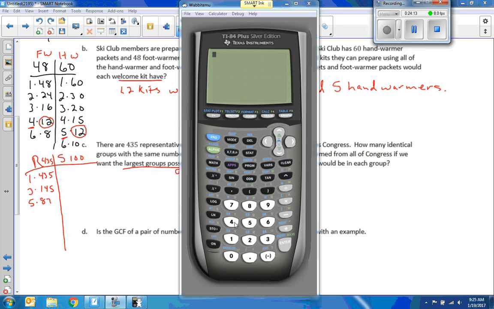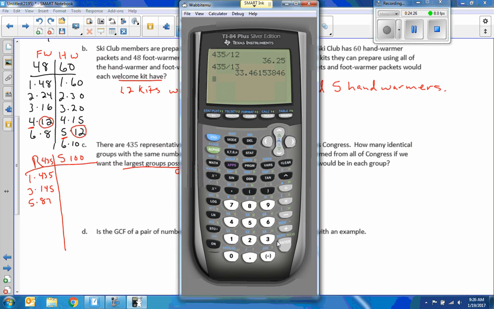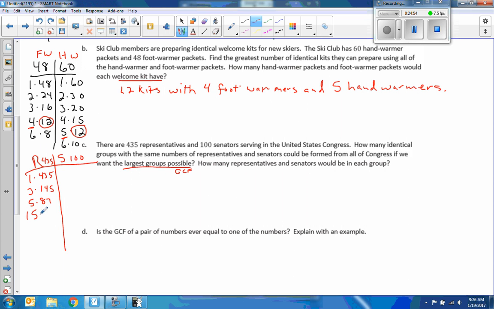Okay, so we're at 435 divided by 12. We only have rules up to 9, so once we get higher, we need to check. 435 divided by 13 is a decimal, so no. I'm looking for integers when I divide. And how do I know when to stop doing this? When the number I'm dividing by meets the number that I'm getting. Well, here's an integer: 15 times 29. So there's a factor. Okay, so I'm going to keep going now.